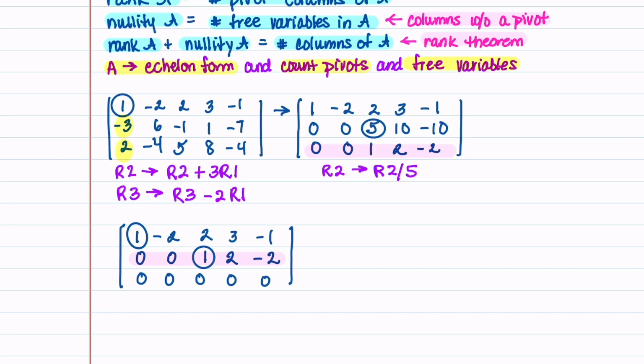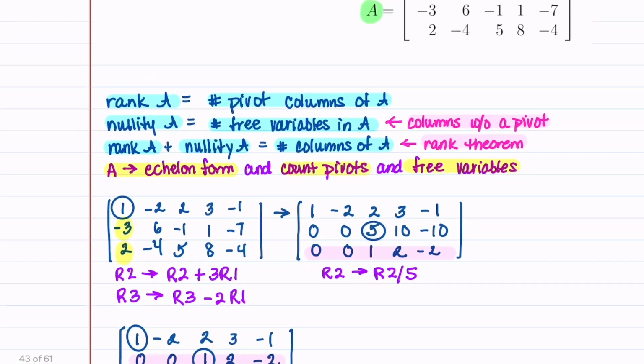So let's notice that we have 2 columns with a pivot. I'm going to label these columns with a pivot with a P. And then our other columns have free variables because there is no pivot. So I'm going to label those as columns with a free variable.